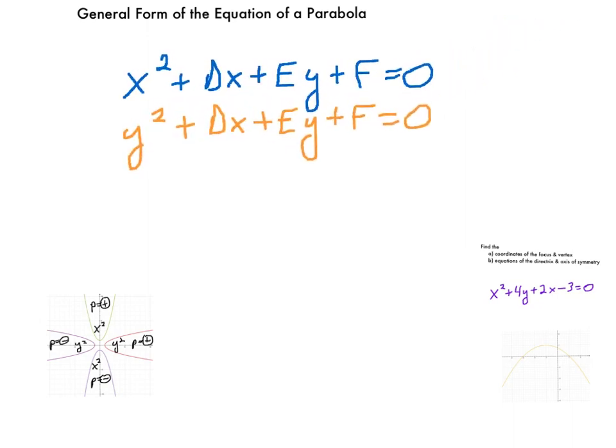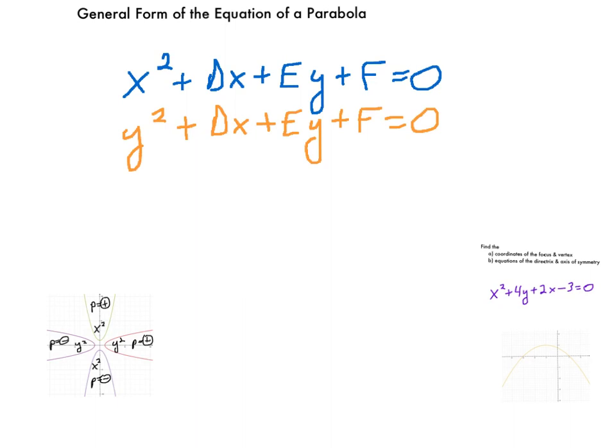The general form of the equation of a parabola is very similar to the circle. The only real difference is you only have one squared term, not two. So you're either going to have your x squared or your y squared, but you're still going to have an x term with a coefficient, a y term with a coefficient, and a constant set equal to 0.